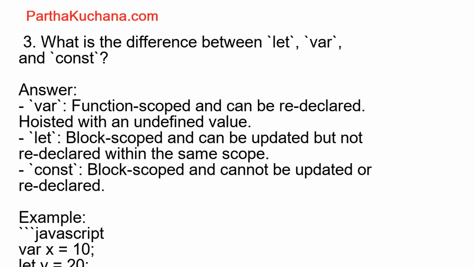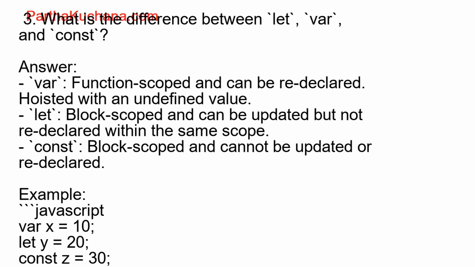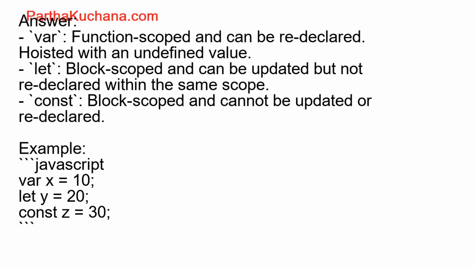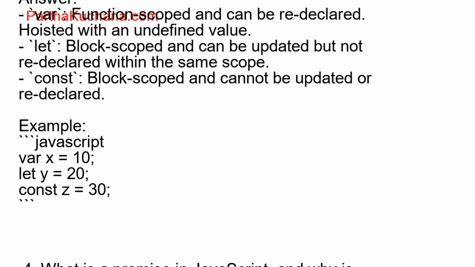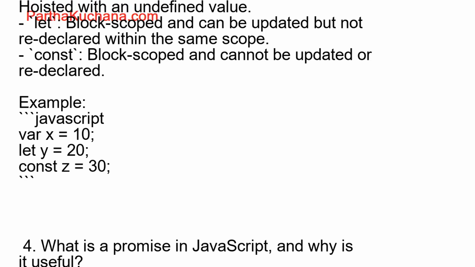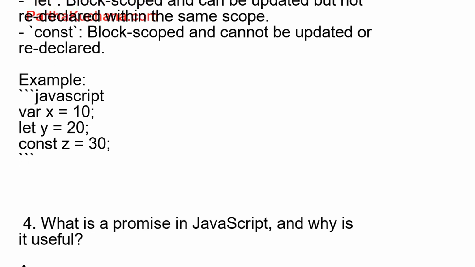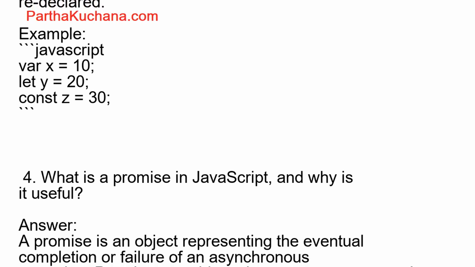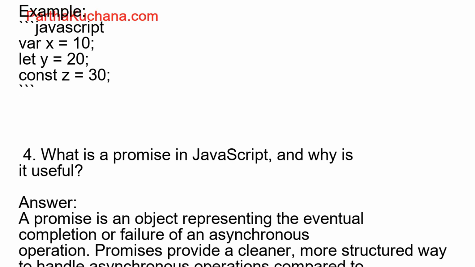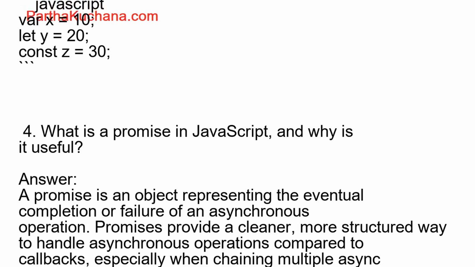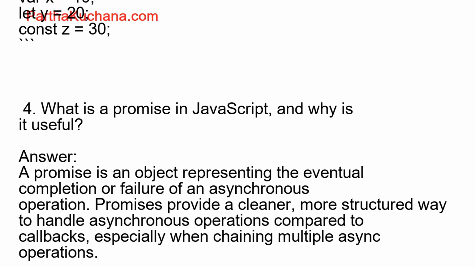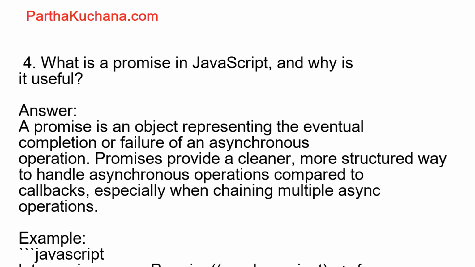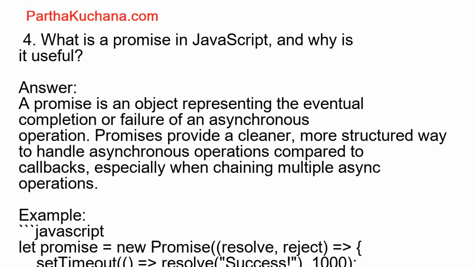4. What is a promise in JavaScript and why is it useful? Answer. A promise is an object representing the eventual completion or failure of an asynchronous operation. Promises provide a cleaner, more structured way to handle asynchronous operations compared to callbacks, especially when chaining multiple async operations. Example, JavaScript. let promise = new Promise((resolve, reject) => setTimeout(() => resolve('success'), 1000)). promise.then(result => console.log(result)) // outputs: success.